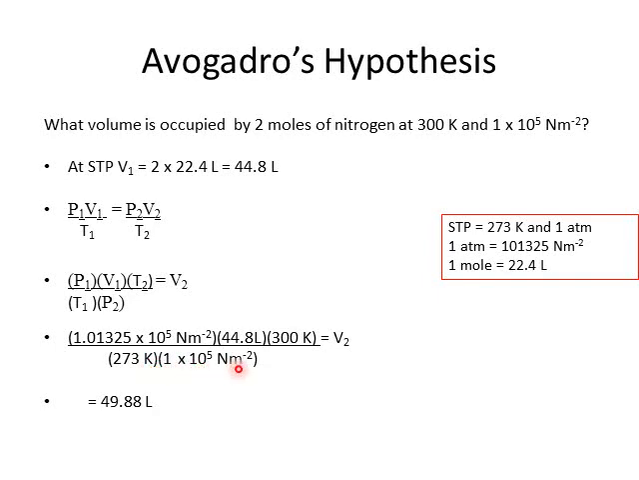Now, as you can see, it doesn't really matter what sort of units of measure we're using once they are all the same, because here the pressure, Newton per meter squared, cancels out this Newton per meter squared. The Kelvin on the top and the bottom also cancel out, leaving the only unit of measure there in liters. Okay, so that's how we know our unit of measure is liters. So if you multiply all these out and put these numbers into your calculator and divide by your 273 upon 1 by 10 to the 5, you will get an answer of 49.88 liters.